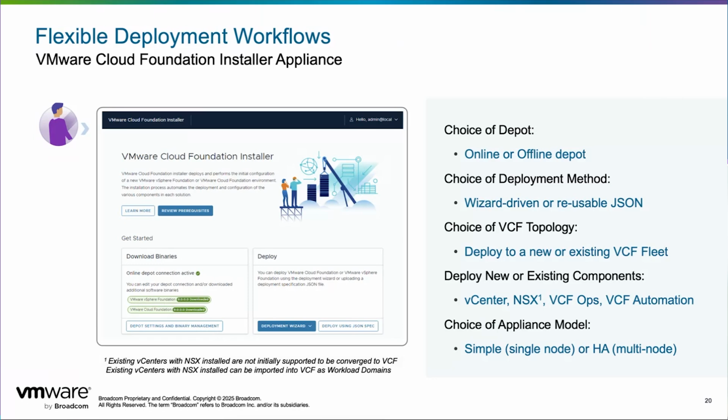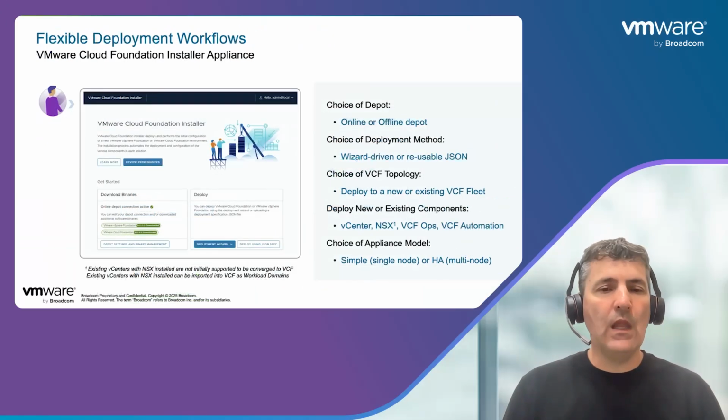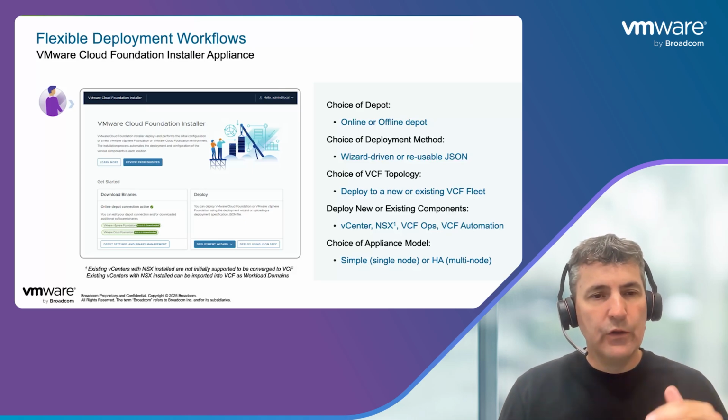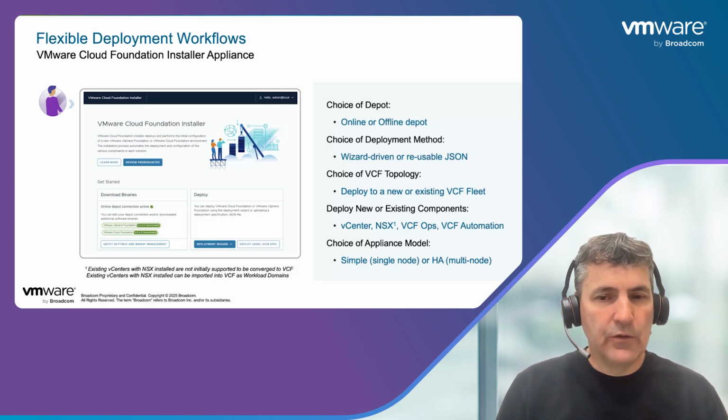And when you deploy a new instance, remember we talked about the VCF fleet and the VCF instance. You can choose whether you're going to deploy a new VCF fleet, meaning you're going to deploy a new instance of VCF operations and automation as part of this VCF instance, or whether you're going to be adding a new VCF instance to an existing fleet, meaning you deploy a new VCF instance but register it with an already deployed instance of operations and automation. Keep in mind that when you deploy a new VCF instance, it's always going to include a new vCenter server. It will always include NSX, and for fleets, it will always include ops and automation.